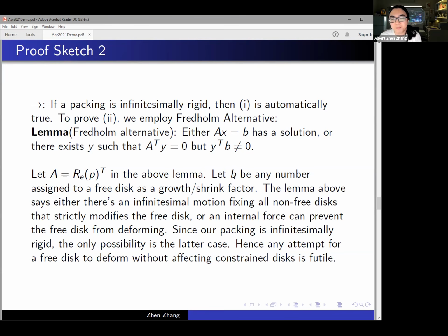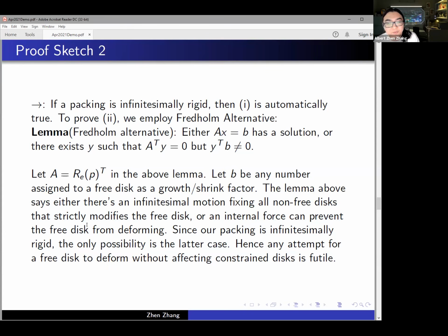We can think of the number in B as a growth or shrink factor that we assign to a free disk. And we want to say, well, our system is able to hold that free disk from changing. The lemma above says either there's an infinitesimal motion fixing all non-free disks that strictly modifies the disk, which is why TB is not 0. It's not 0 because it strictly modifies the disk.